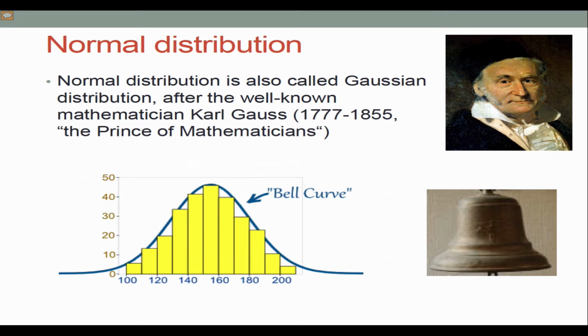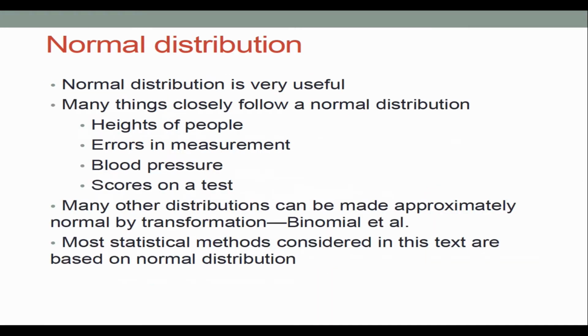Okay, then we move on to the second distribution. This is another important distribution. It is normal distribution. Normal distribution is also called Gaussian distribution. It's named after the mathematician Carl Gauss. And another name for this distribution curve is bell curve because the shape of this curve looks like a bell. Normal distribution is very useful because lots of things closely follow a normal distribution, such as the heights of people, errors in measurement, blood pressure, scores on a test. And besides, many other distributions can be approximated by normal distribution. So it's very useful.